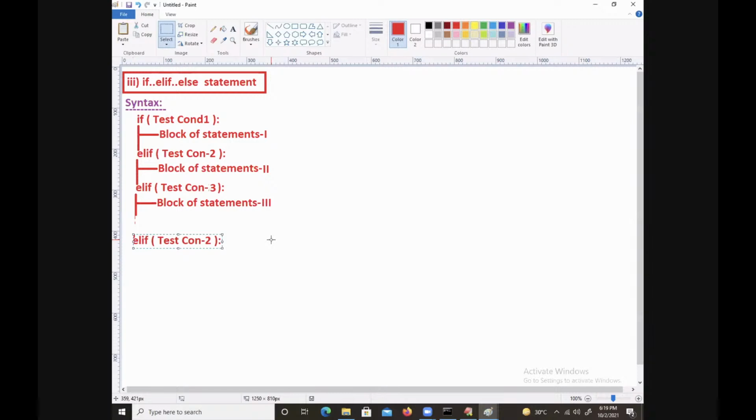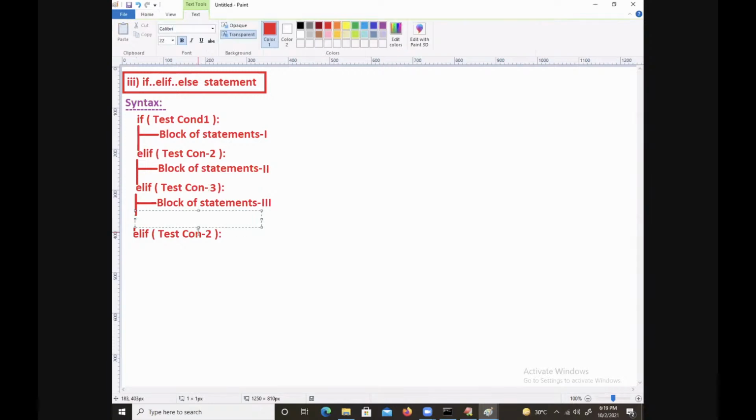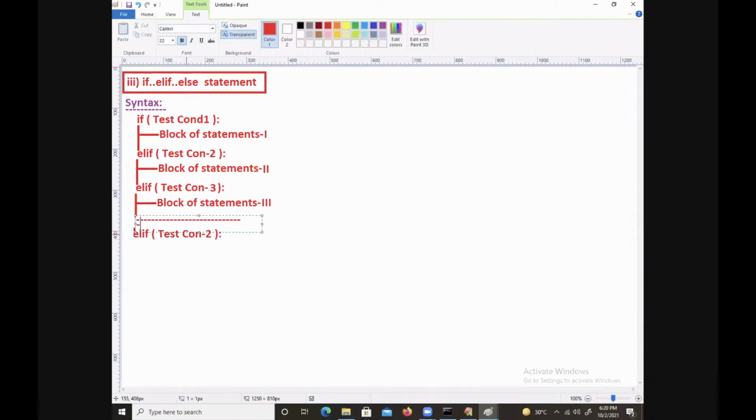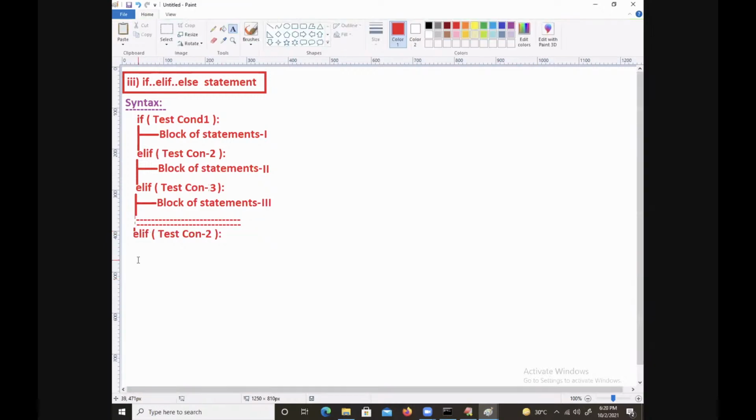How many conditions are we handling here? N number of if statements I can write. I can go on writing N number of blocks of statements. So many blocks of statements I am writing. So again if is going to come.